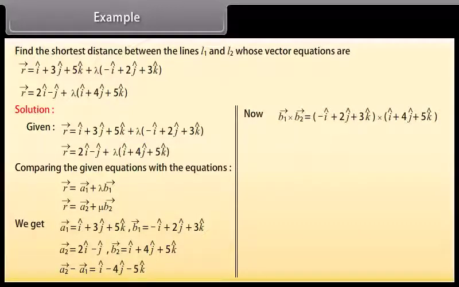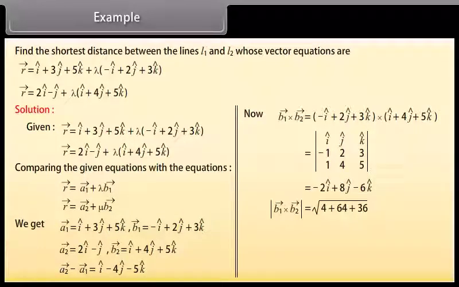Now, the cross product of vector b1 and vector b2, that is, minus i cap plus 2 j cap plus 3 k cap cross i cap plus 4 j cap plus 5 k cap, equals the determinant, row-wise, first row i cap, j cap, k cap, second row minus 1, 2, 3, third row 1, 4, 5, which equals minus 2 i cap plus 8 j cap minus 6 k cap. Modulus of cross product of vector b1 and vector b2 equals the square root of 4 plus 64 plus 36, which equals the square root of 104.